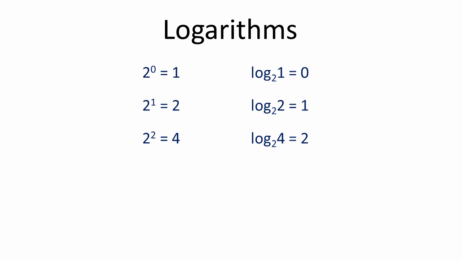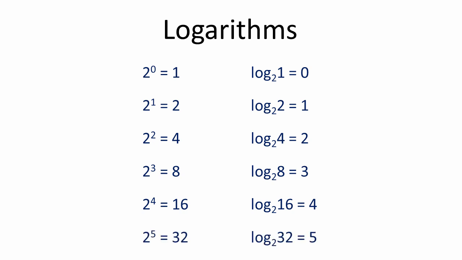Let's take a quick look at some more base 2 logs. If 2 to the power 0 is 1, then log in base 2 of 1 is 0. If 2 to the power 1 is 2, then the log of 2 is 1. If 2 to the power 2 is 4, then the log of 4 is 2. 2 to the 3 is 8, then the log of 8 is 3. We've seen that one already. 2 to the power 4 is 16, therefore the log of 16 is 4. And if 2 to the power 5 is 32, then the log of 32 is 5.